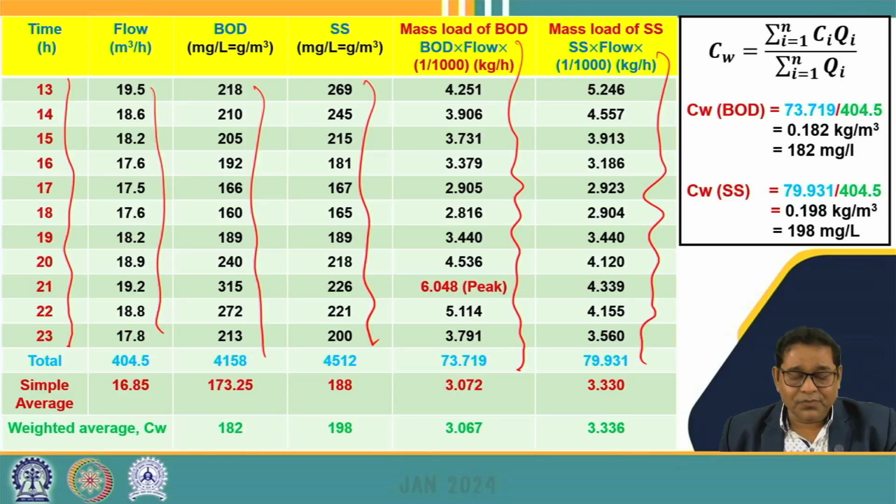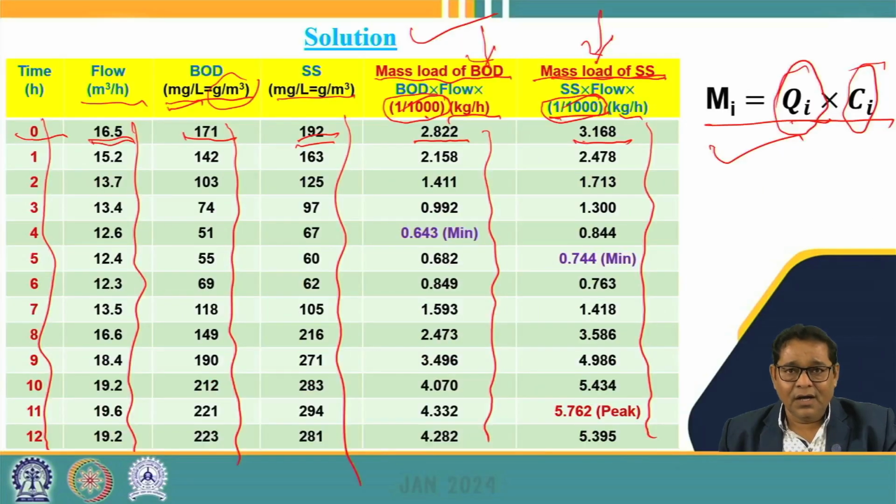So now, after this calculation, what we have to analyze from the beginning again is: what is the maximum mass loading rate due to BOD and what is the maximum mass loading rate due to suspended solids, what are the minimum load, what is the average load, what is the equalized concentration, what is the equalized mass loading rate. All this analysis we have to perform in an equalization tank.